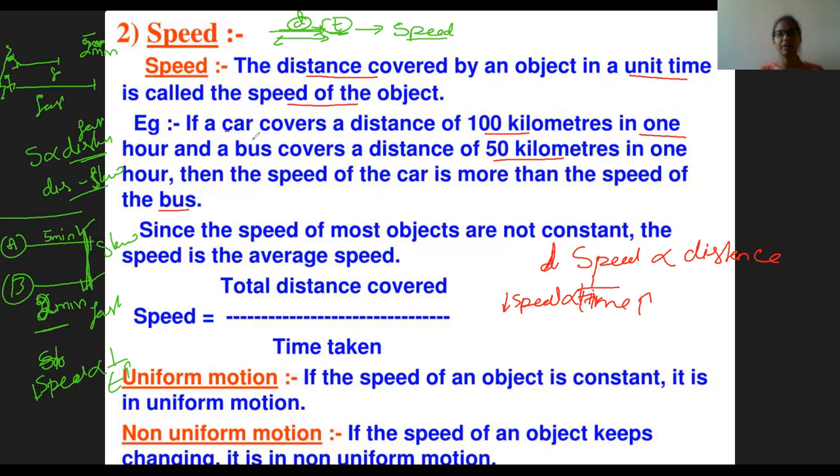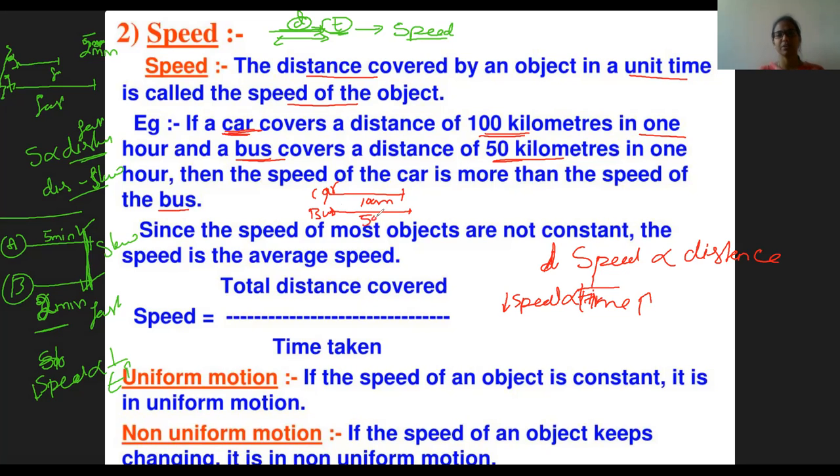Okay, so here they have given a car and a bus, right? Instead of A and B, they have given car and bus. Here the car will cover 100 kilometers in 1 hour, and the bus covers 50 kilometers in 1 hour. That means, let us imagine, the car moves faster, right? The car covers 100 kilometers, and for the same distance, how much will the bus take?